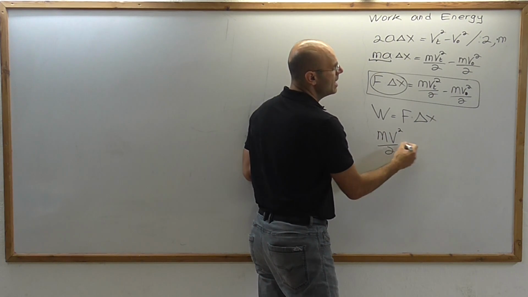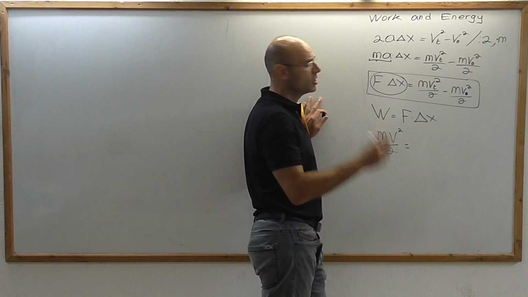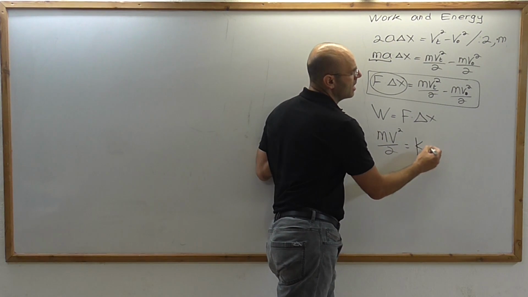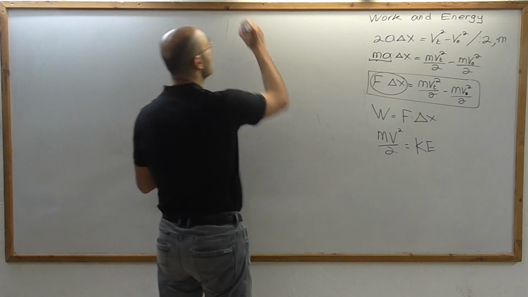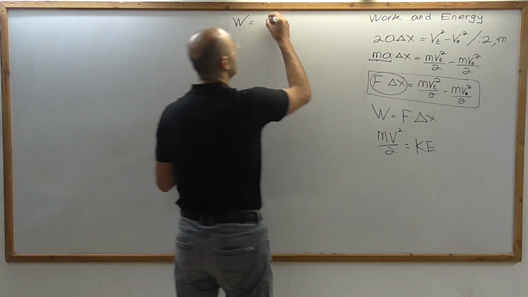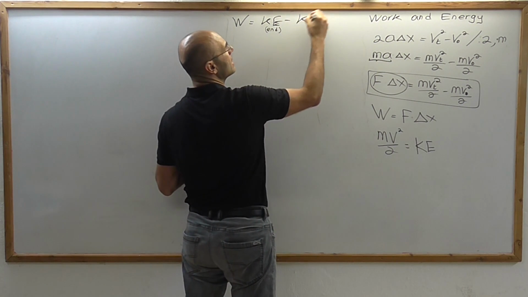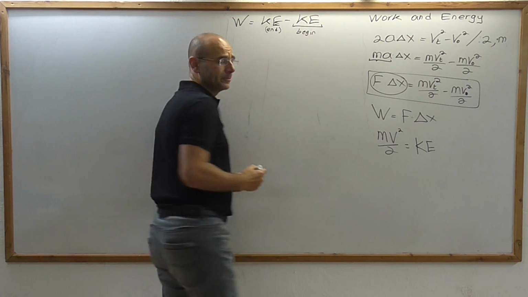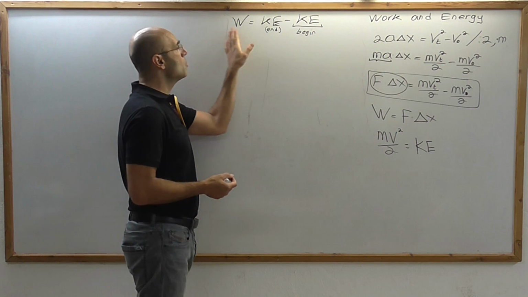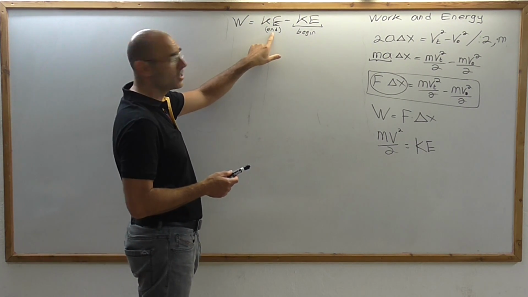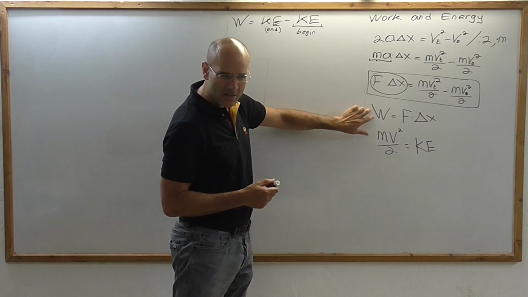And let's define something else: mv squared over 2. Let's call it kinetic energy, the kinetic energy of an object. We'll symbolize it like that, KE, kinetic energy. According to these definitions, I can say that the work applied on an object equals the kinetic energy at the end minus the kinetic energy at the beginning. V final is the final velocity, V0 is the initial velocity. So the work applied on an object is the final kinetic energy it has minus the initial kinetic energy it has.